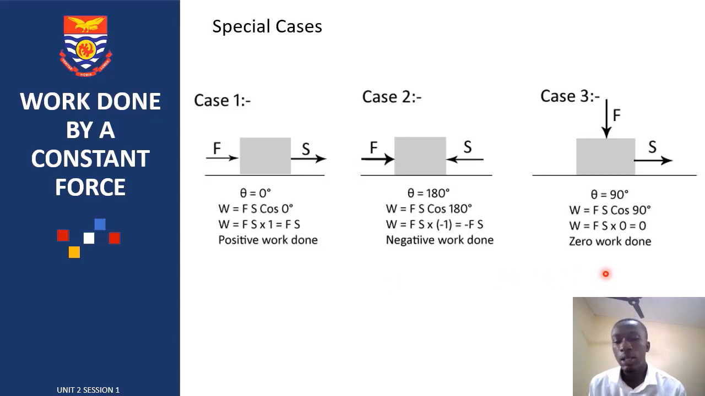Let's look at the case where theta is 90, and we know that cos 90 is 0, meaning our work done will be 0. So work done by a force that is perpendicular to the displacement is 0.